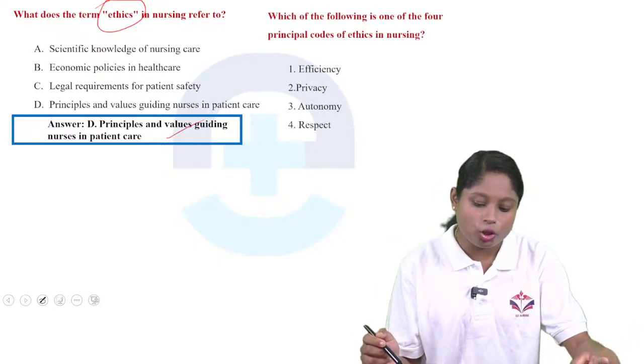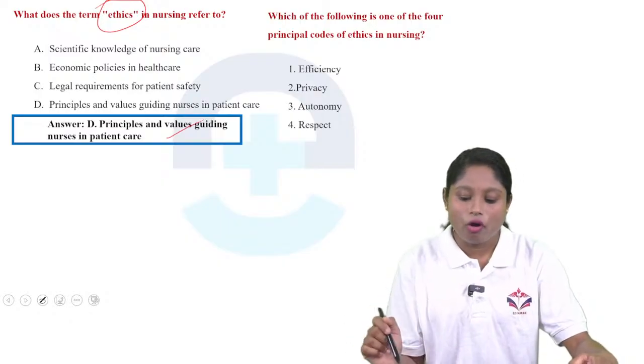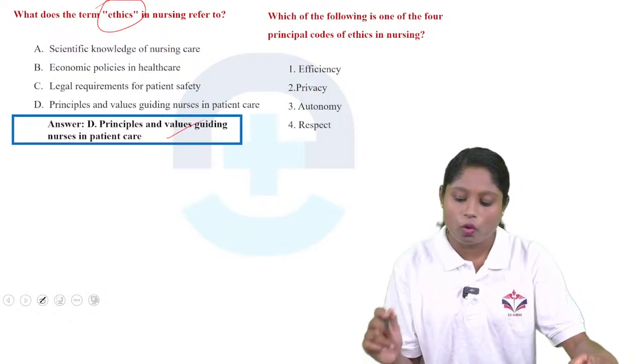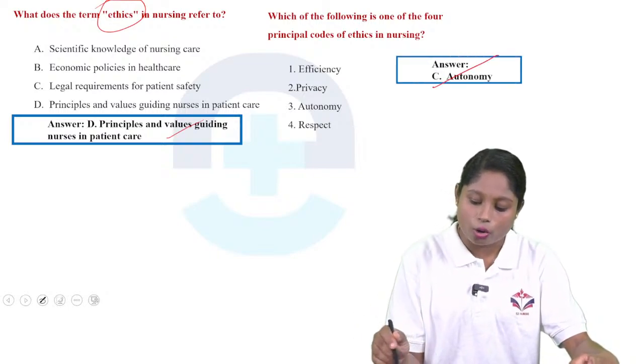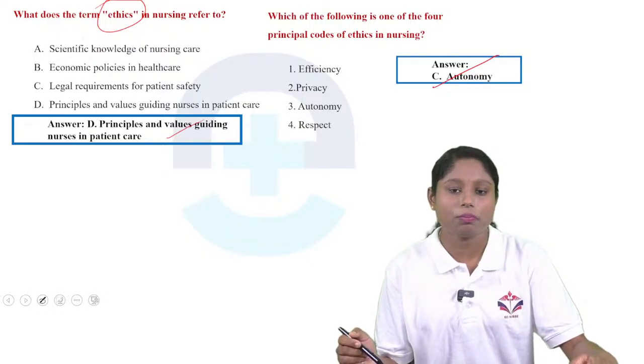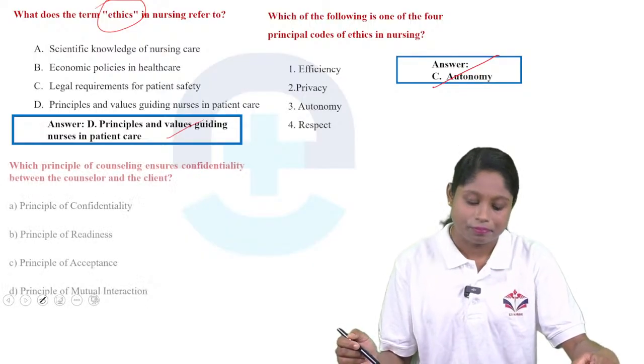Now we are moving to the next question. Which of the following is one of the four principles of the code of ethics in nursing? It is autonomy. So autonomy is one of the principles of the code of ethics.